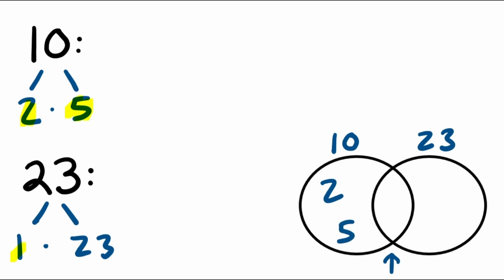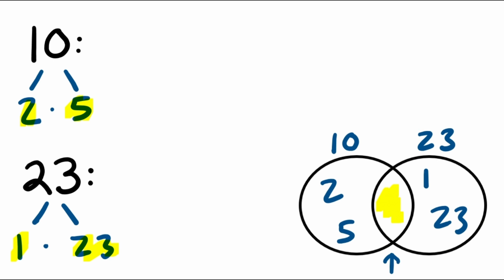And then here we have a 1, so we'll put a 1 under the 23. And we have a 23, so we'll put our 23 over here. Now you notice as we look at both sets of prime factors, they don't have anything in common, so we don't need to put anything in the middle.